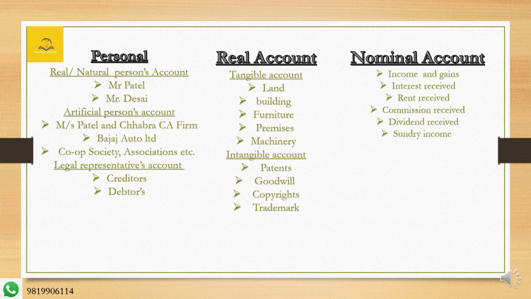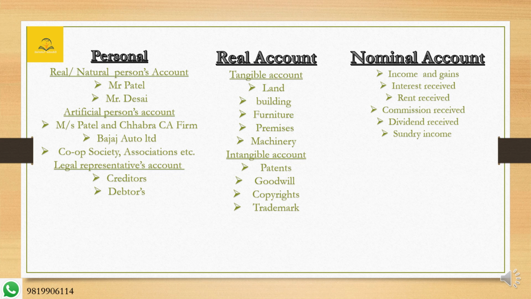Okay, now let us have a look at the broad categories of personal account, real account, and nominal account. Under personal account we have real or natural person's account. For example, loan taken or given to Mr. Patel, loan taken or given to Mr. Desai. Artificial person's account. For example, you have done some transaction with a partnership firm like Mrs. Patel and Chhabra CA firm. You have bought bonds of Bajaj Auto Limited. You have given the monthly maintenance to your cooperative society or subscription to some association, etc.